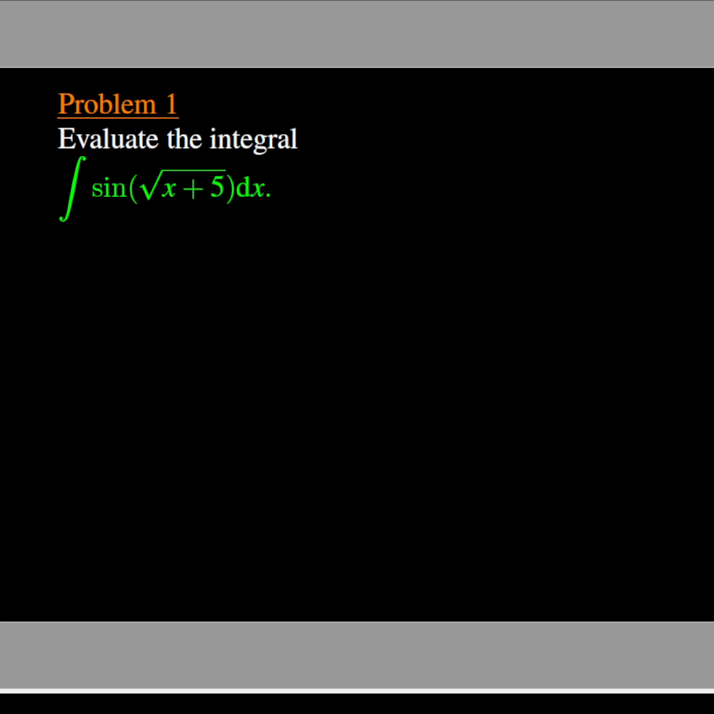In problem 1, we will try to find the antiderivative of the function sine of square root of x plus 5. We will carefully walk you through the solution, by applying the substitution method, and the integration by parts technique.